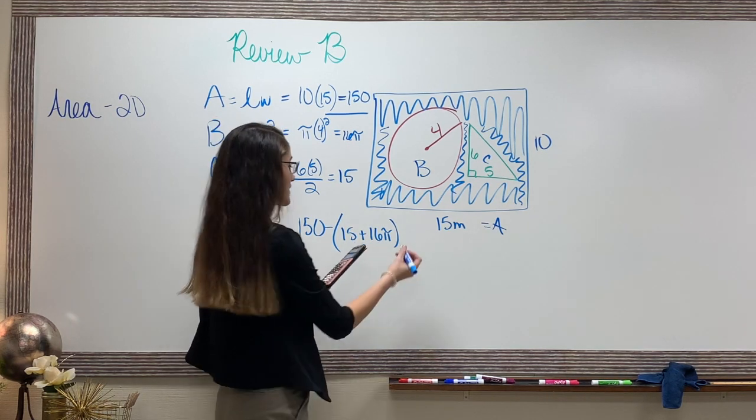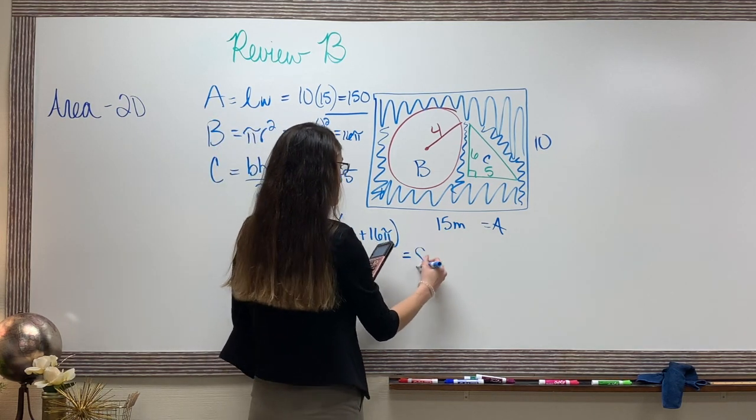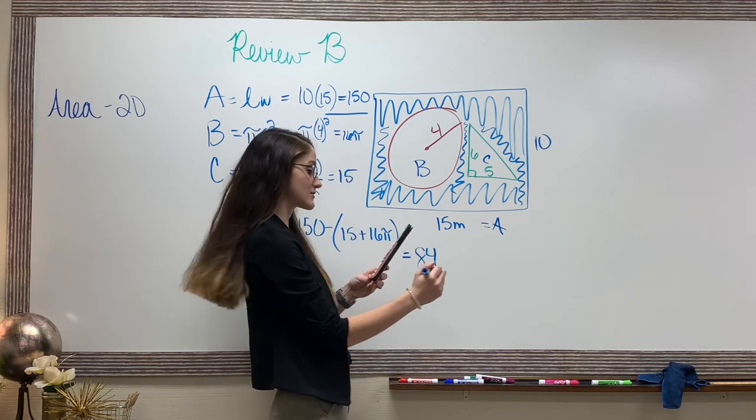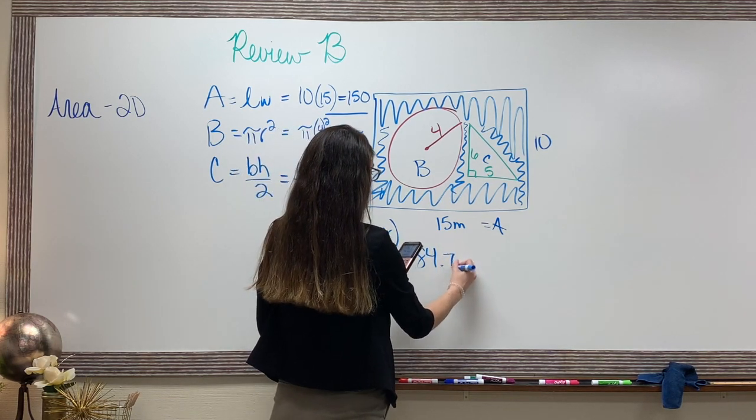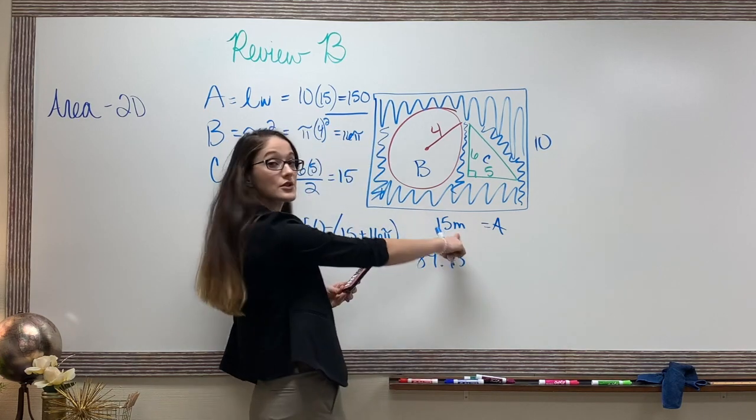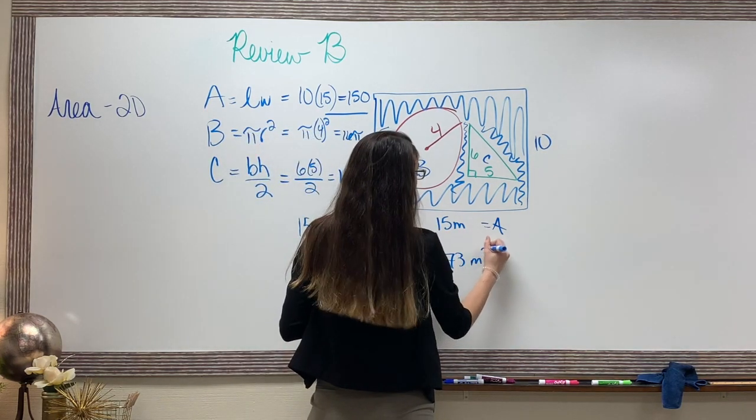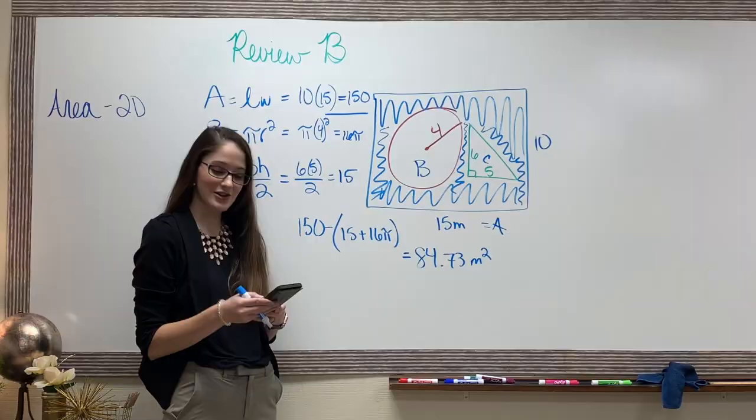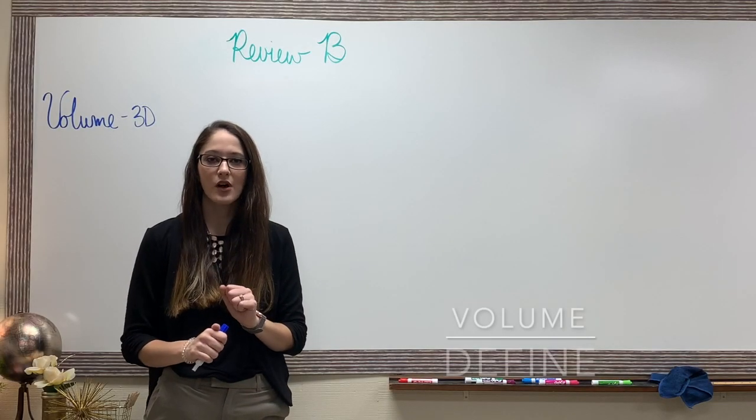All right, and when I finish, it's going to give me a very long decimal, and I am just going to round to 2 decimal places. So it's 84.73, and we got to include our unit of measurement, so meters squared, and that's it. We are done. Now let's take a look at volume.